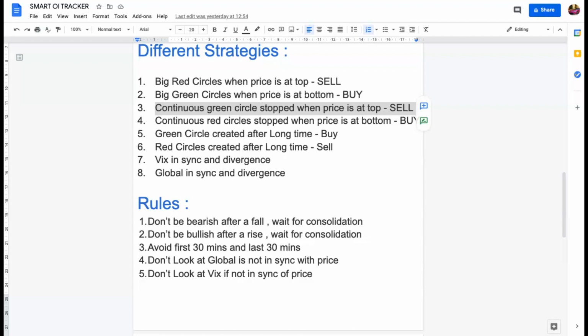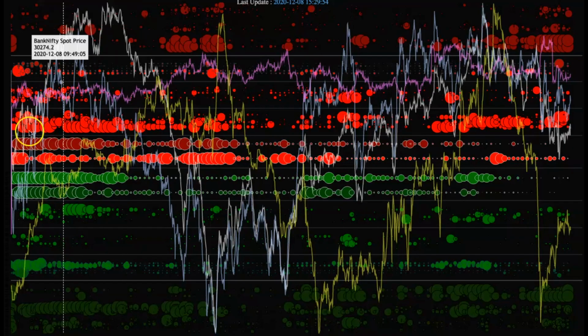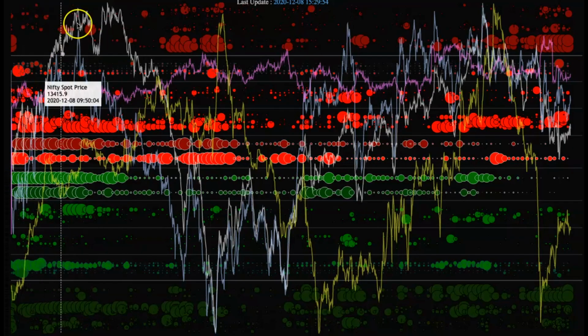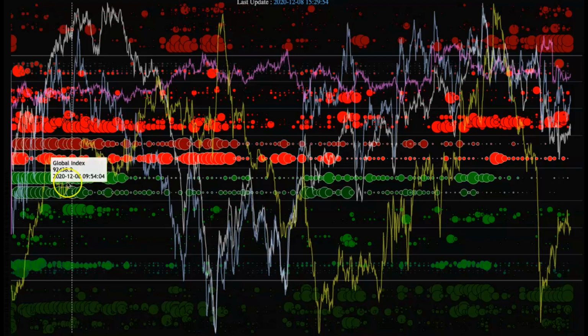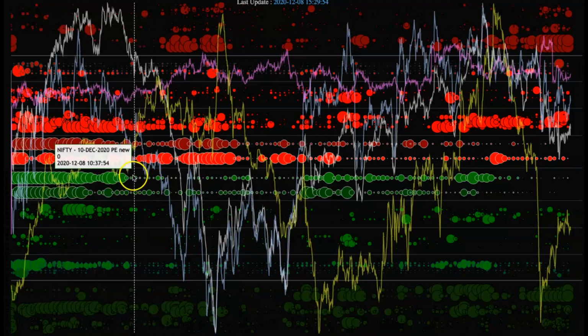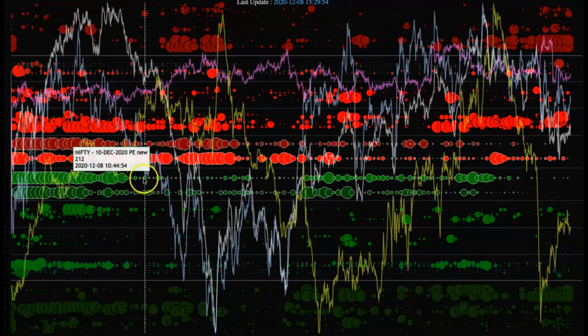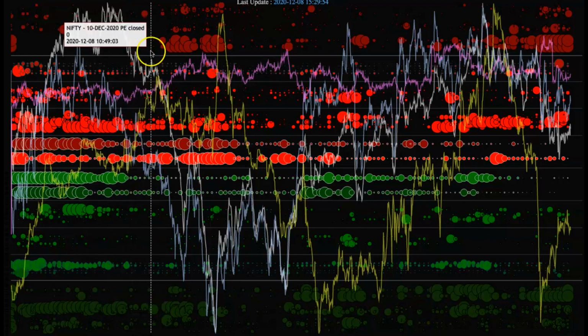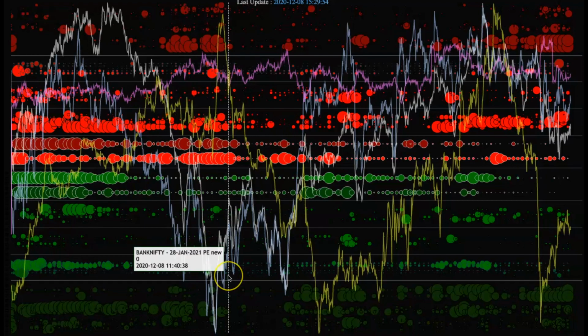So the next strategy is when there are continuous green color circles, and also the price is at the top, and when the green color gets stopped, mostly the price will fall down. So this is the example. The price is at the top, the price rallied up, there are continuous green color circles, and suddenly for a few minutes the continuous green circles stopped, and you can see from that moment the price fell down.